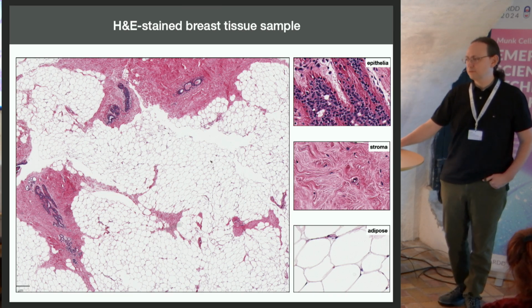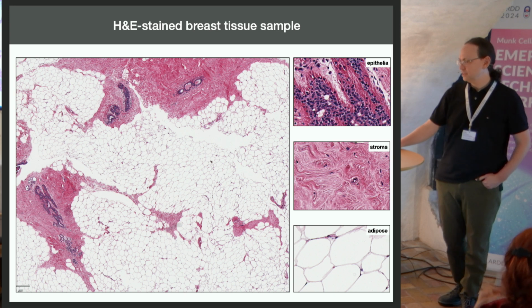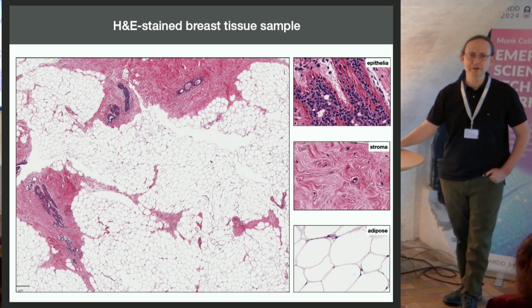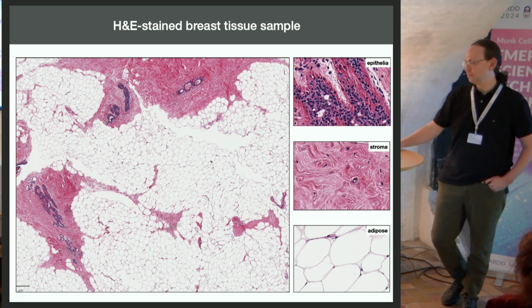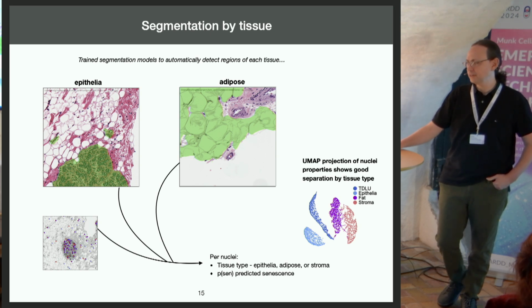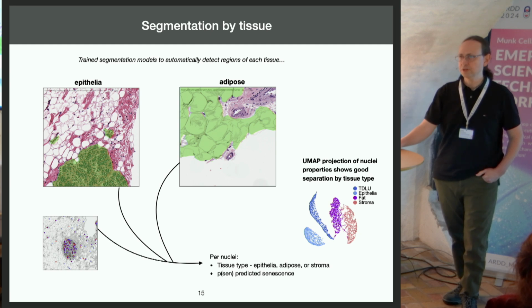So again, we're working with these large whole slide images. This is a real sample. And we broke it down into different tissue compartments. We primarily tracked epithelia, stroma, and adipose tissue. So the first part of this was to segment based on these tissue types. We primarily segmented epithelia, which you see highlighted in green on the left, and then adipose on the right.